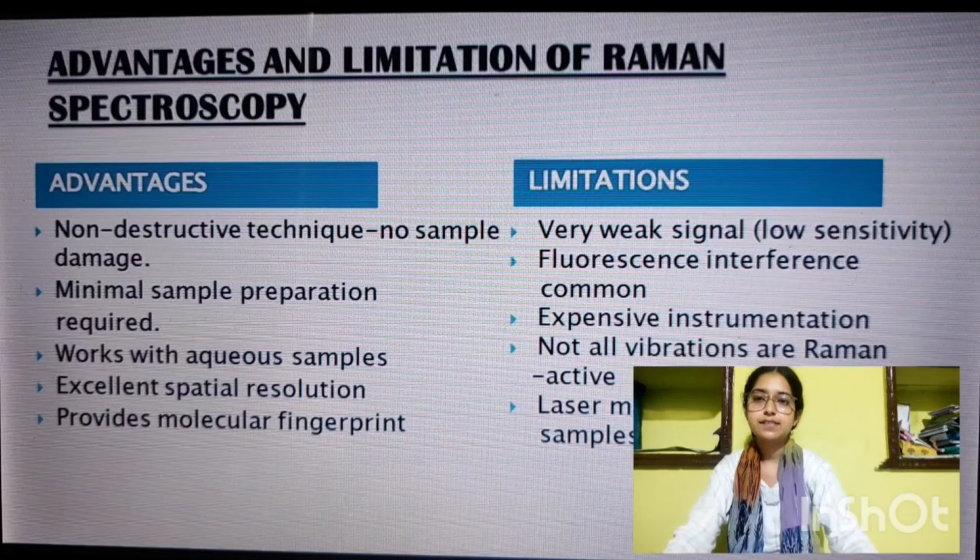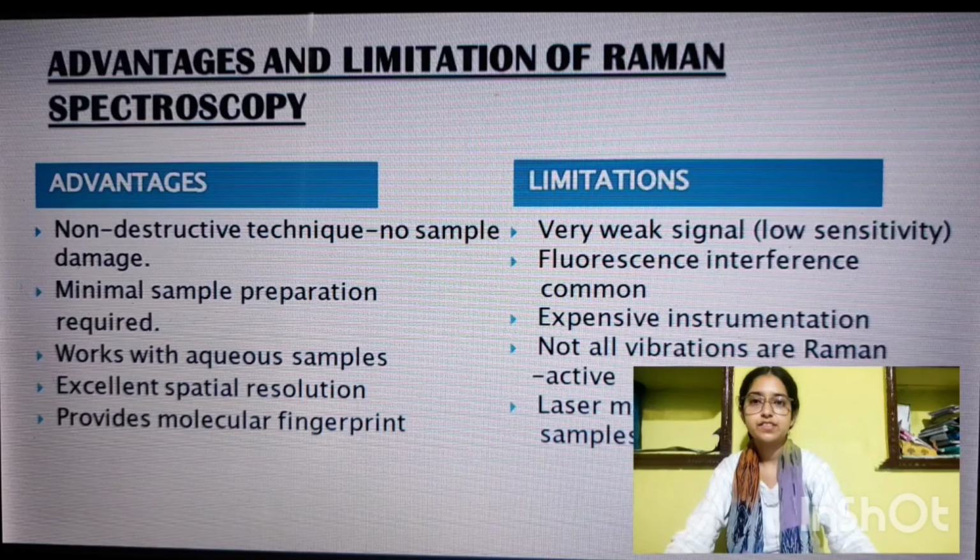Then we discuss the advantages and limitations of Raman spectroscopy. Raman spectroscopy is a non-destructive technique, meaning no sample damage, and minimal sample preparation is required. It works with aqueous solutions, liquid samples, as well as gaseous and solid samples, it has excellent spatial resolution, and it provides the molecular fingerprint of the molecules.